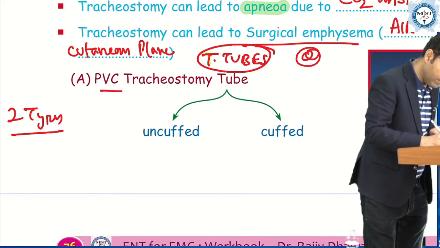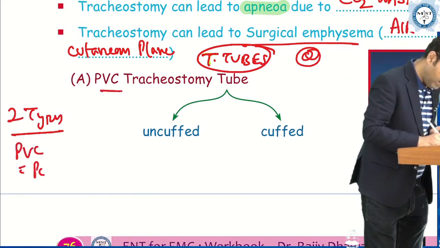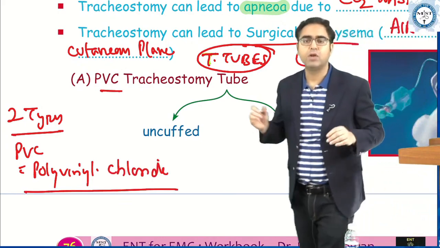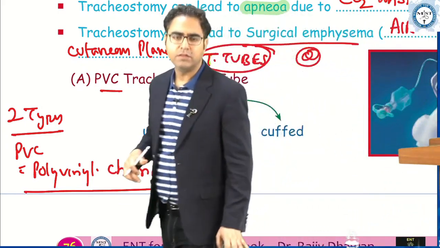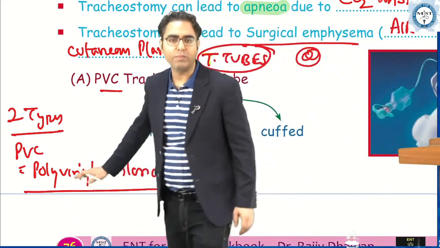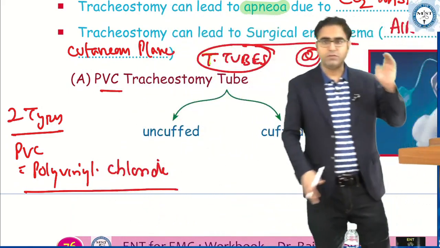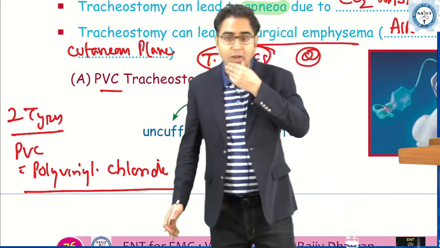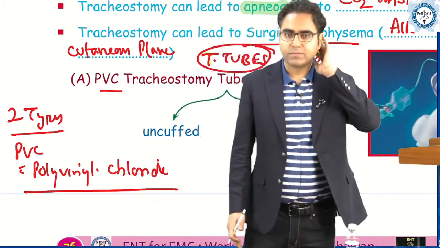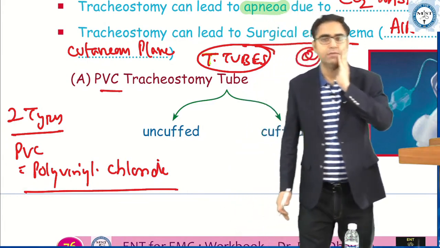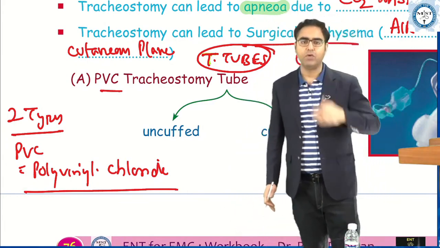A, PVC tube. PVC means polyvinyl chloride, the name of the material, beta. The same material is used for the endotracheal tube also. PVC tube, polyvinyl chloride, PVC tracheostomy tube, beta. Okay, fine. Can we go further?